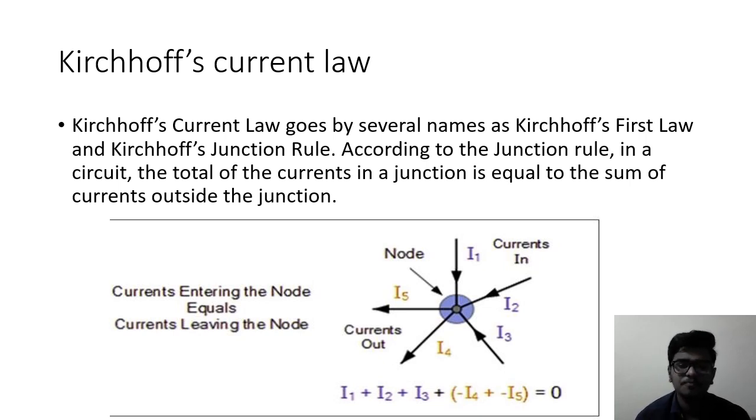Here we see the diagram of Kirchhoff law. As I said before, the current entering I1, I2, I3 is equal to the current leaving the junction or outside the junction, I4 and I5. The formula of Kirchhoff law is I1 plus I2 plus I3 minus I4 minus I5 equal to 0. So let us know more in further slides.